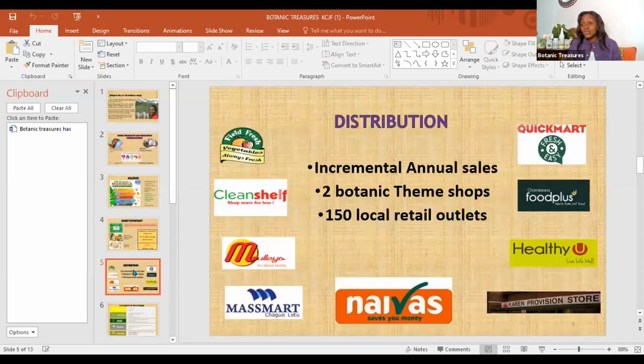Then we had to show what we were doing locally. Yeah, we were already supplying over 150 outlets. We were selling bulk to the leading health food store in the country. We were the main supplier for moringa and a few other superfoods. And that showed we were growing. We had been doing something.